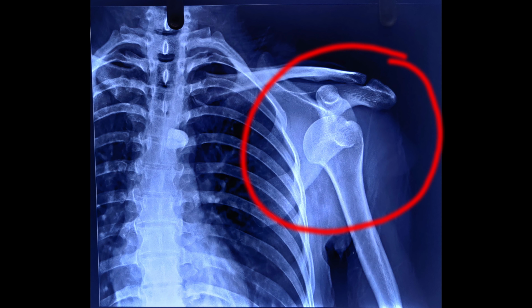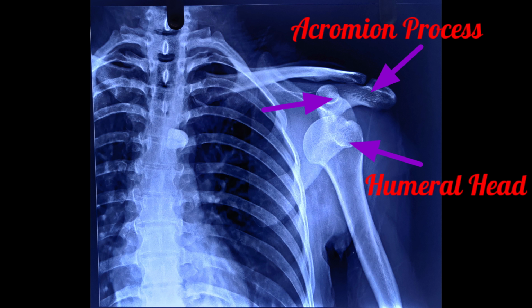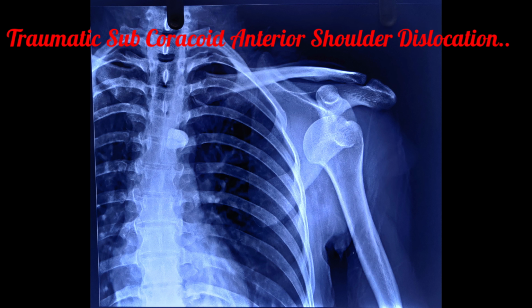This is the anteroposterior X-ray of the left shoulder joint, which shows a dislocated shoulder joint, and here the humeral head is lying beneath the coracoid process of the shoulder joint. So this is a traumatic subcoracoid anterior shoulder dislocation.